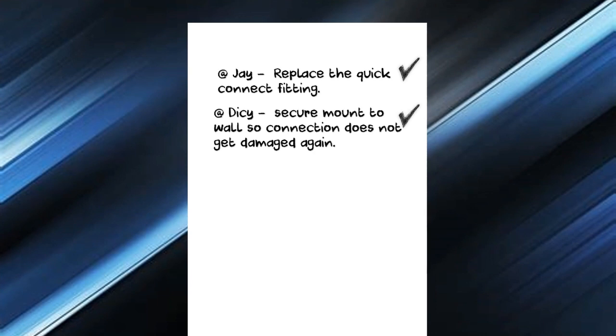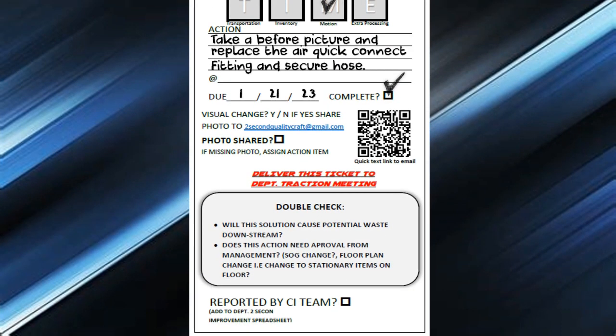The next step reminds us of the importance of sharing these improvements with others. If the change is something we can visually see, we would like for you to share a before and an after picture of the improvement to 2secondqualitycraft@gmail.com. A QR link shortcut is available to link you directly to the email address on your phone or mobile device. Simply scan the code, select Send SMS Message, attach the photo, and you're done. Check the box once complete.